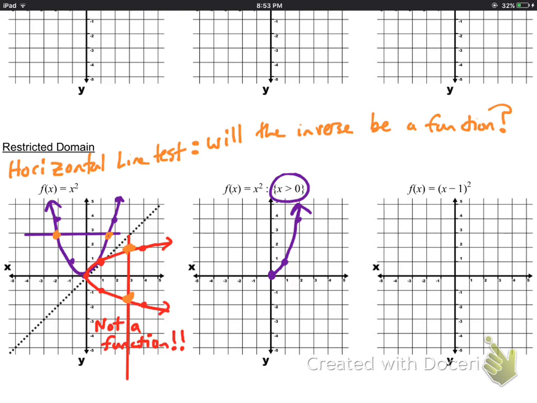Here I'm going to sketch just the x values that are greater than 0. I guess I technically did greater than or equal to 0. And yeah, I'm going to reflect that over the y equals x axis.